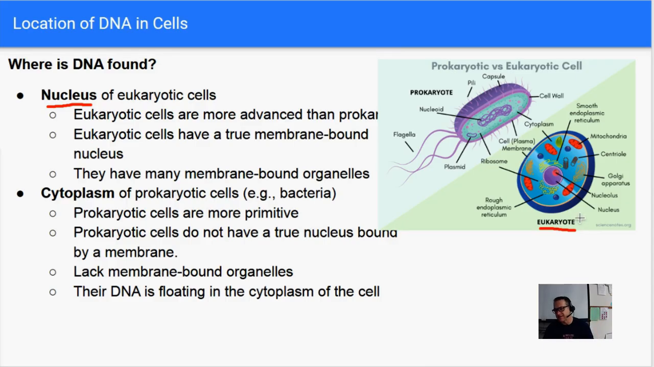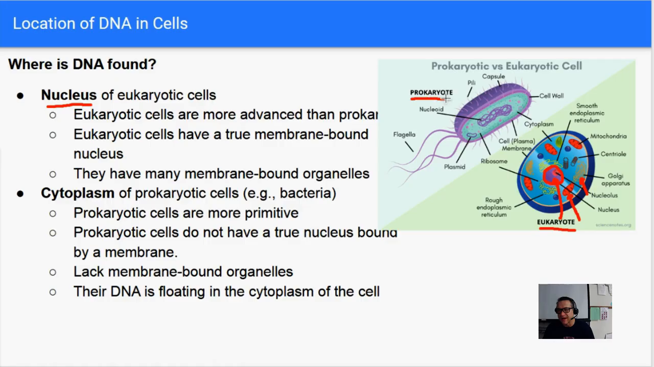It's a more advanced type of cell because it contains many organelles that are inside a membrane, like mitochondria here, Golgi body. But anyways, the DNA is found right here in the nucleus of the cell. So you can see this nucleus has a membrane that holds the DNA.